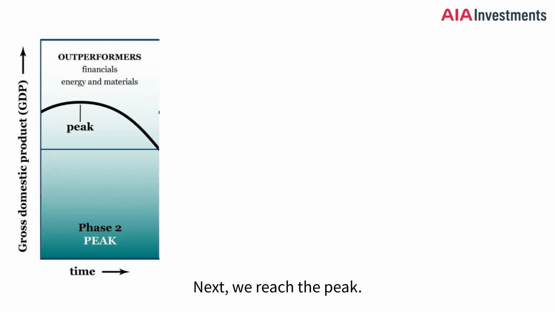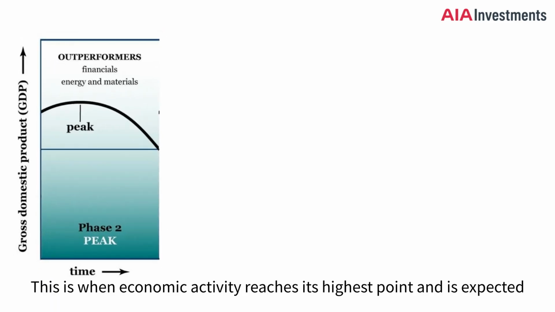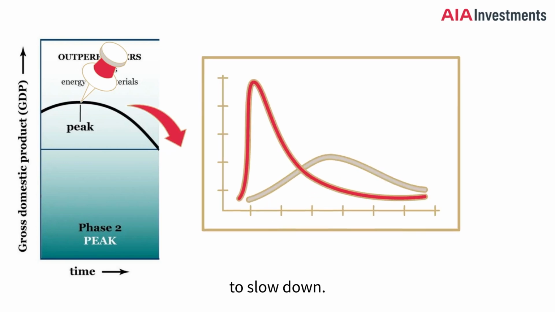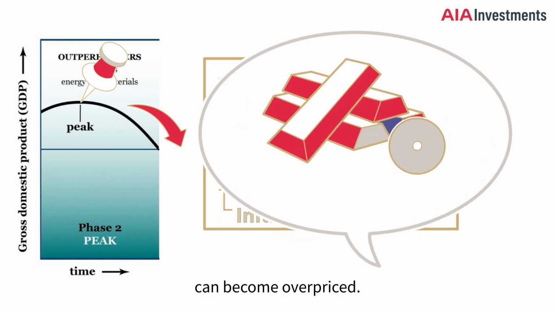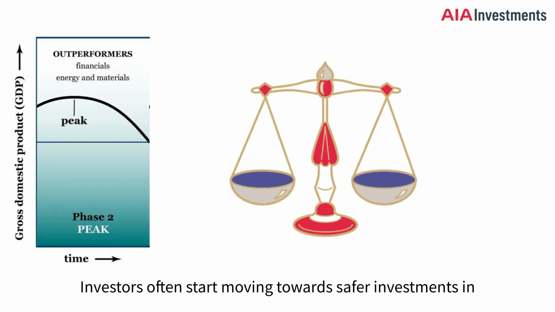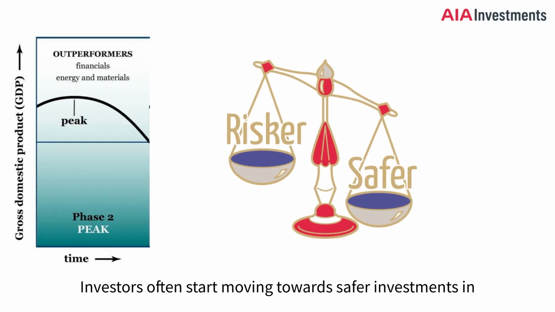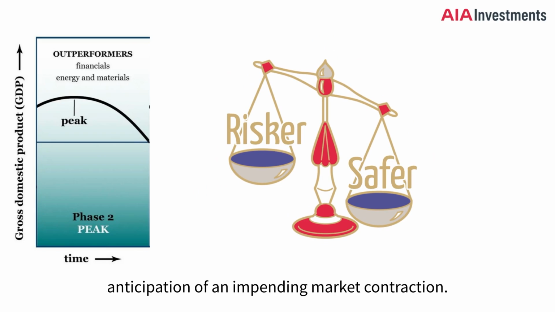Next, we reach the peak. This is when economic activity reaches its highest point and is expected to slow down. During this phase, growth begins to slow, inflation may rise, and assets can become overpriced. Investors often start moving towards safer investments in anticipation of an impending market contraction.